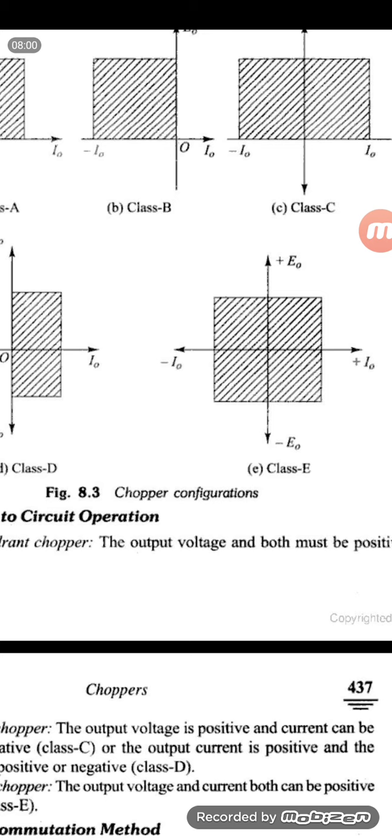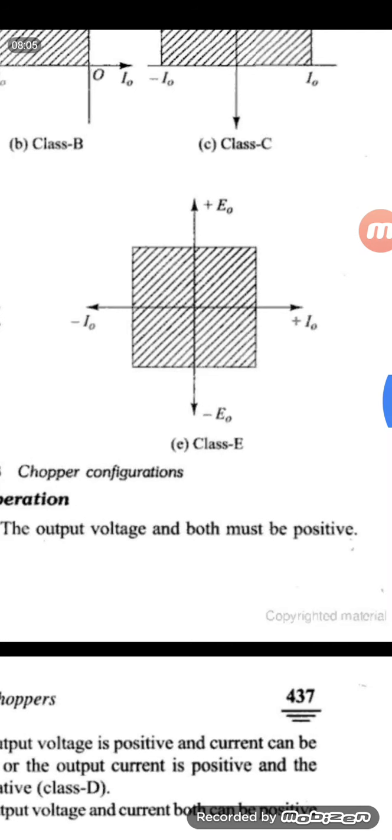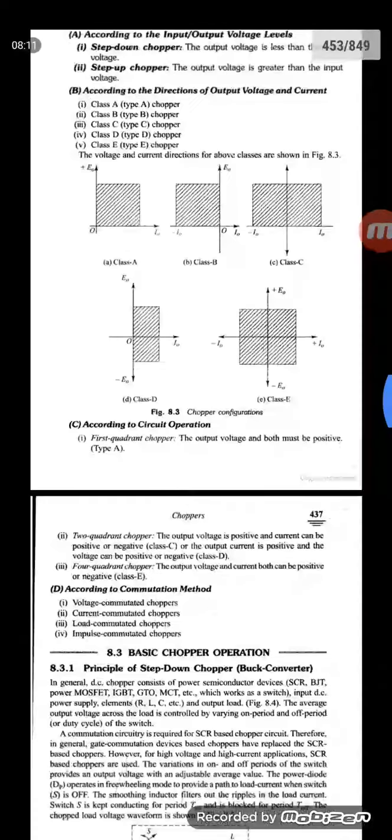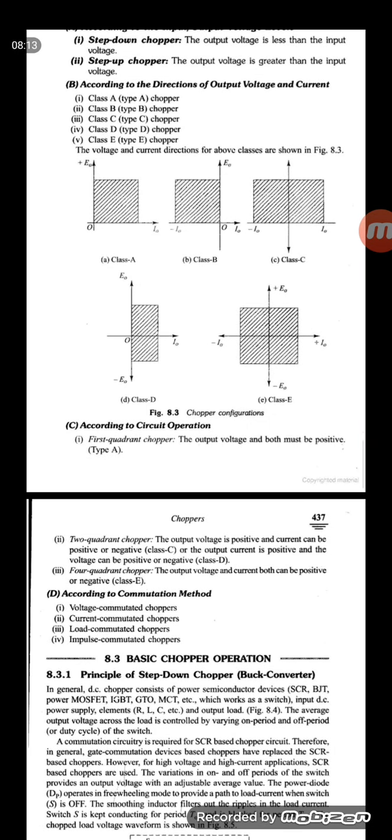In class E chopper, this is the special case where we get positive output voltage, negative output voltage, positive current and negative current also. This is called multi-quadrant operation.